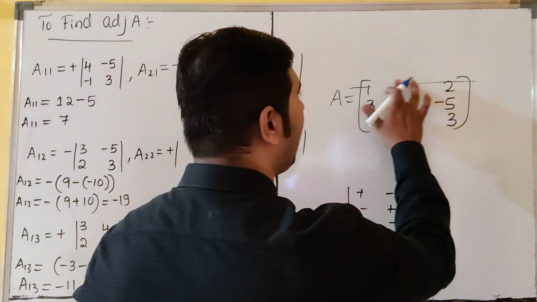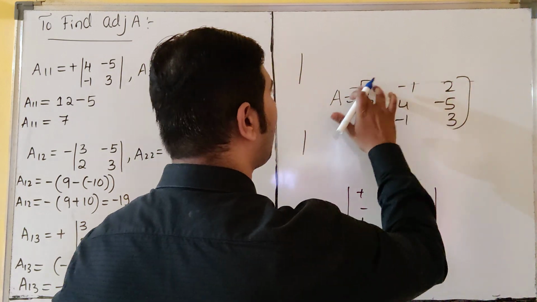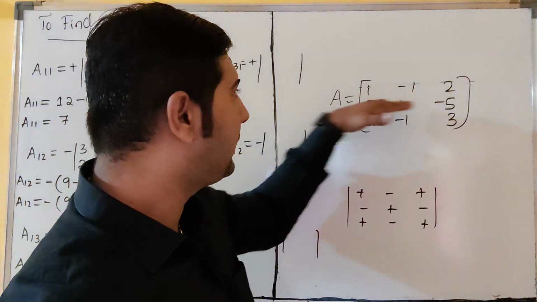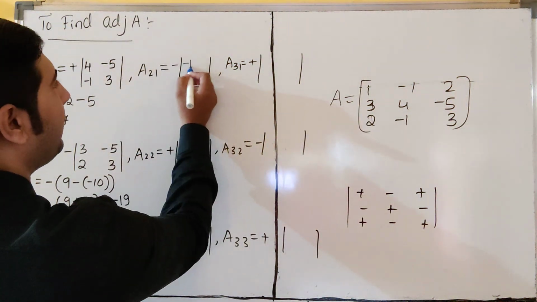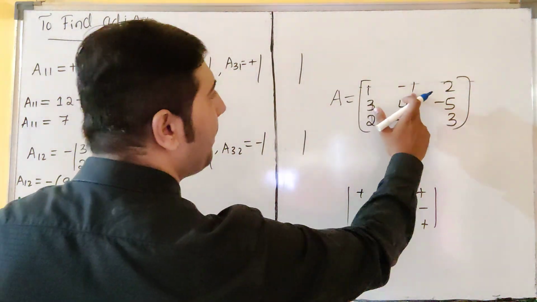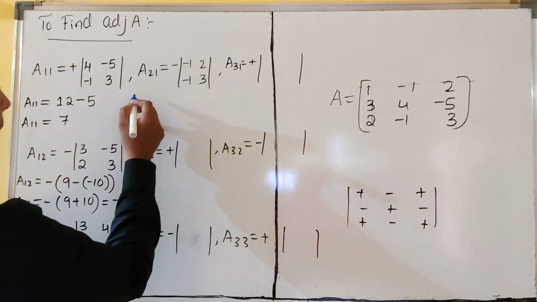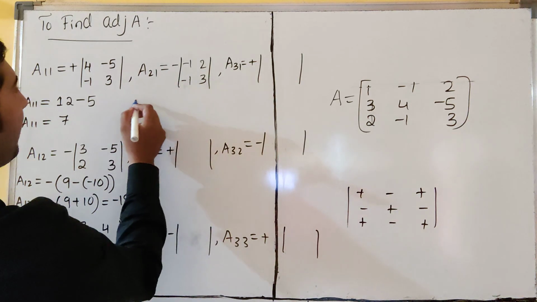So what I am saying, try to understand here. What are we leaving? Second row. You have to leave the second row, first column. What will you be left with? Minus 1, 2, minus 1, 3, dear students. So the minus sign is there outside. Remember, the outside minus sign is there.